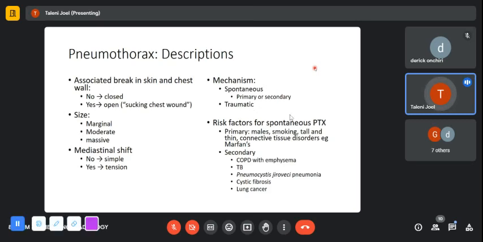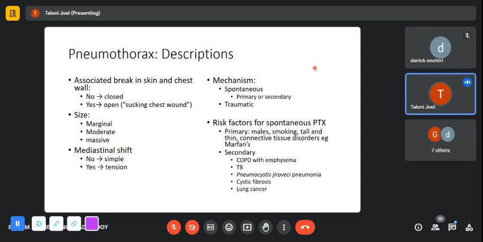Primary spontaneous pneumothorax: there is no underlying lung disease, and it typically affects males who are tall and thin. It's also associated with connective tissue disorders such as Marfan syndrome, Ehlers-Danlos syndrome, etc. Smoking is also a risk factor. So it's much more common in males.